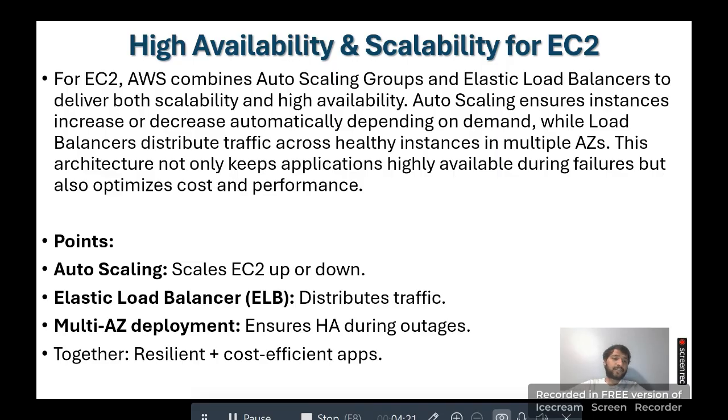Points: auto scaling scales EC2 up or down. Elastic load balancer distributes traffic. Multi-AZ deployment ensures HA during outages, and together they give resilient plus cost effective apps.